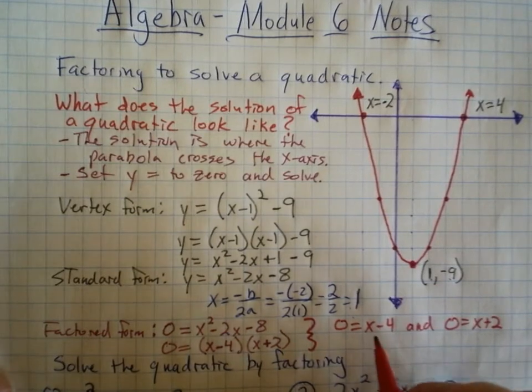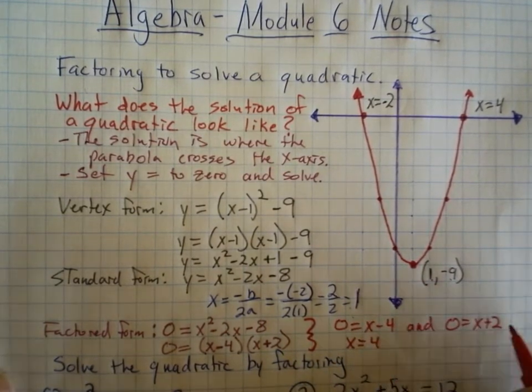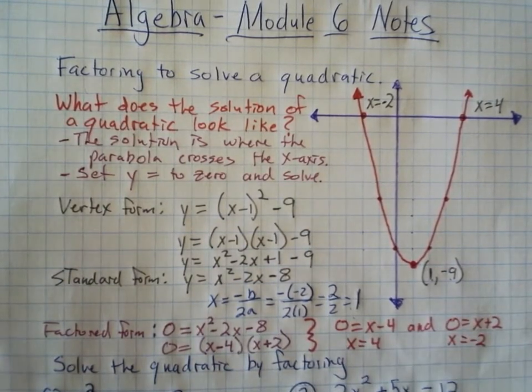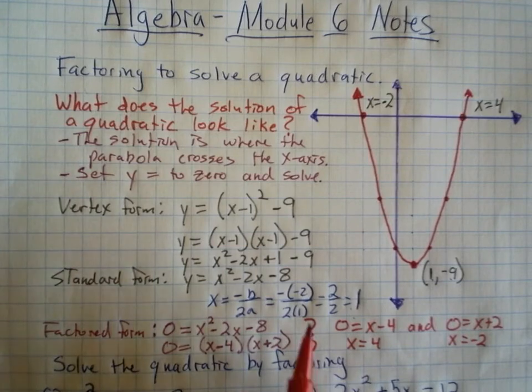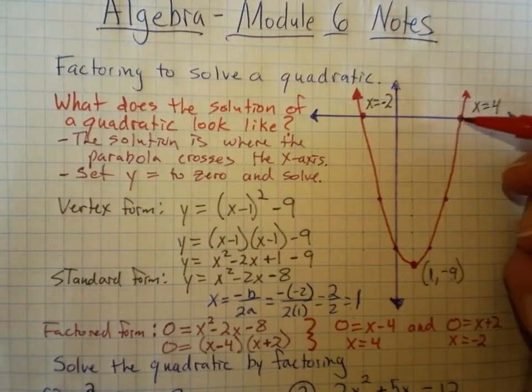And when you solve that, when you do a balancing step, you're going to add 4 to both sides. You get x equals 4. You subtract 2 on both sides, you get x equals -2. So when you factor the standard form of a quadratic, you get your x-intercepts.